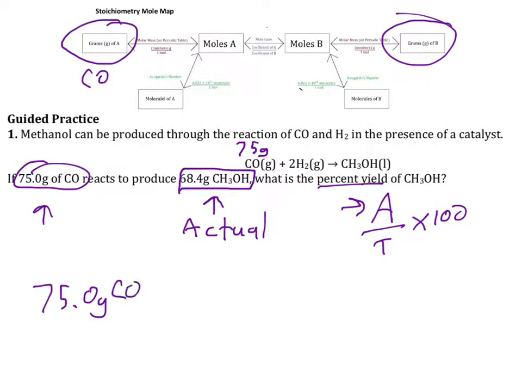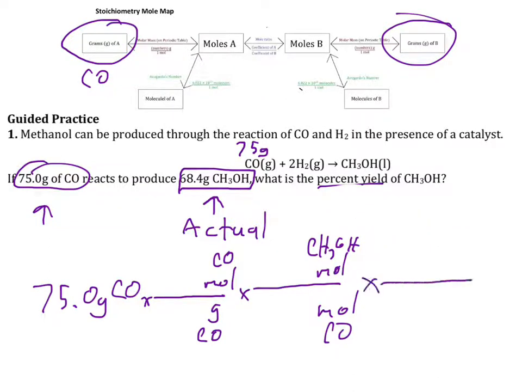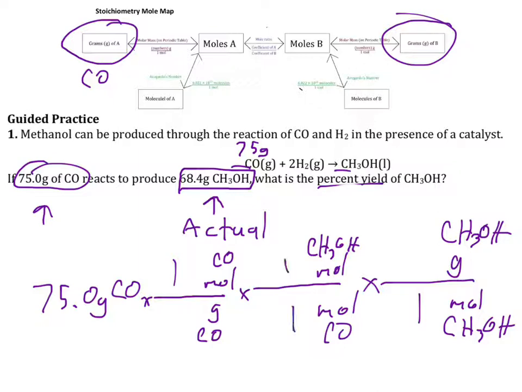And we have our grams of carbon monoxide. And we'll go from grams of carbon monoxide to moles of carbon monoxide. And then we're going to go moles of carbon monoxide to moles of CH3OH. And I'm going to erase this because it's getting in my way. And then we're going to go moles of CH3OH to grams of CH3OH. A 1 always goes in front of moles, except for when it's mole to mole. We use the coefficient in the balanced chemical equation, which happens to be a 1.